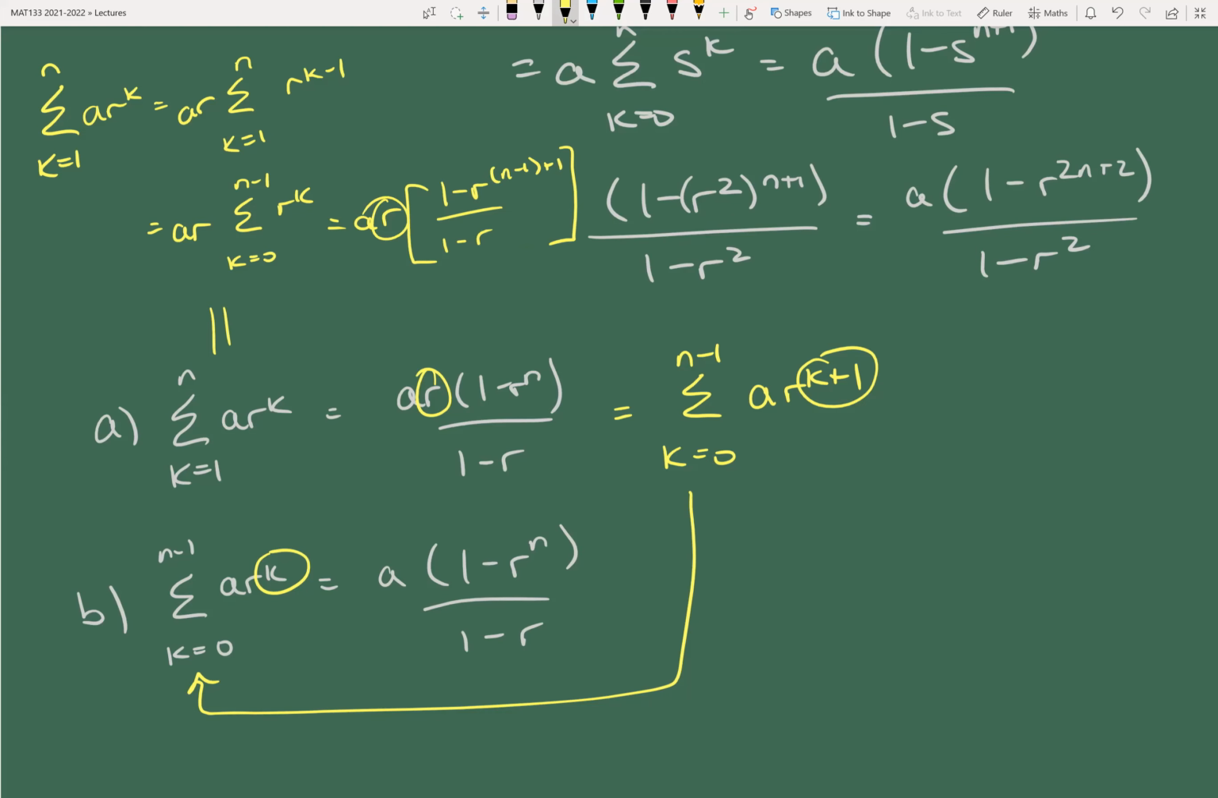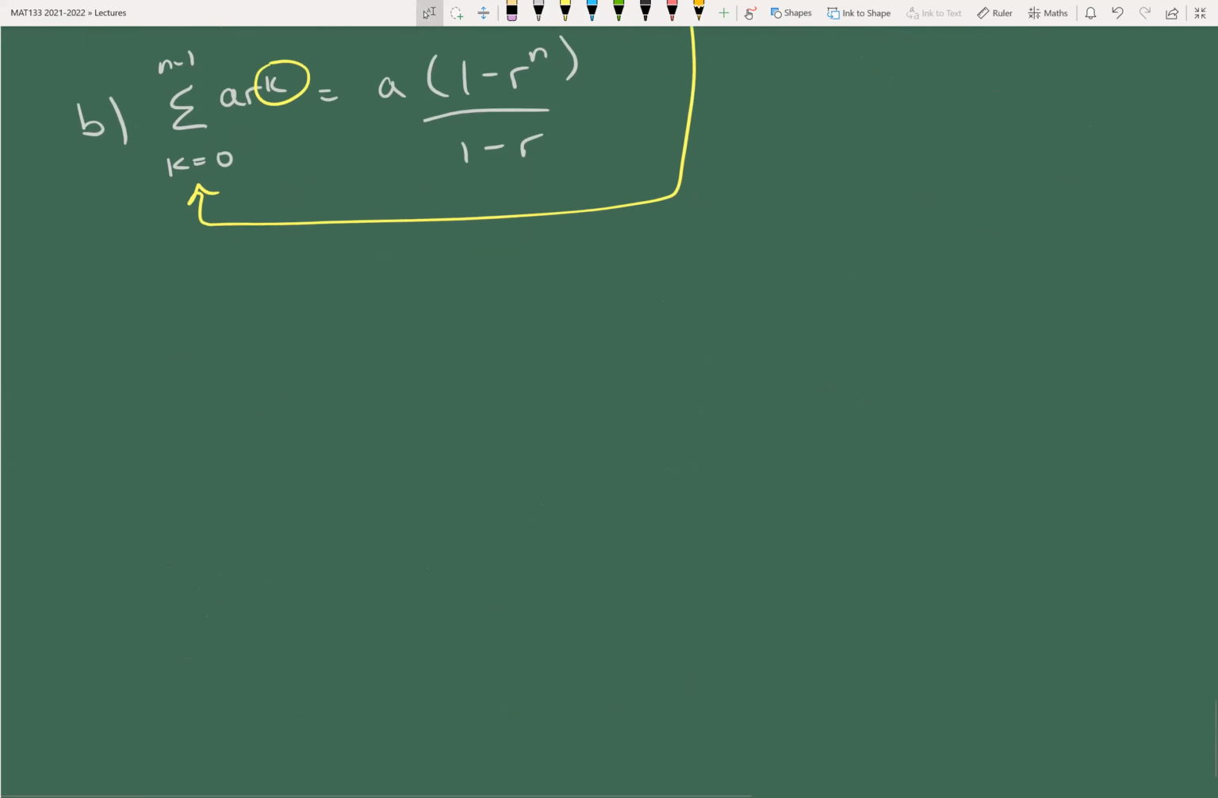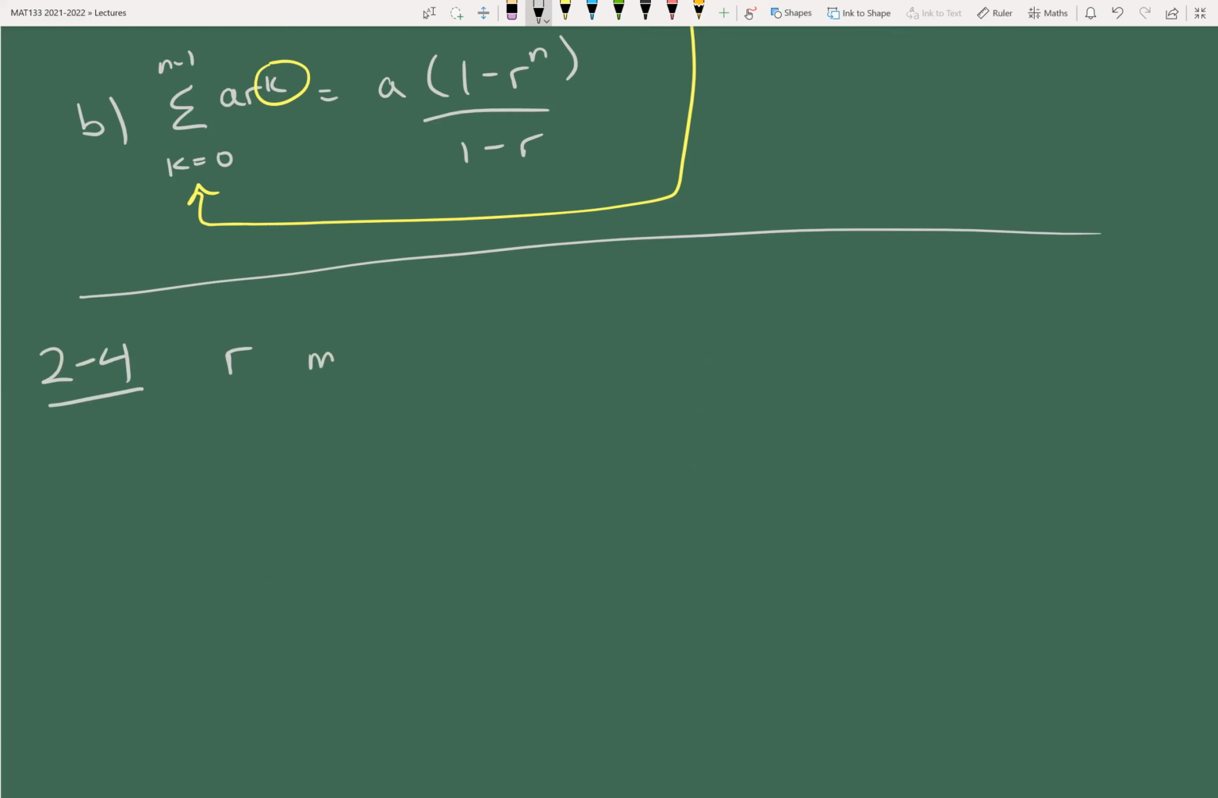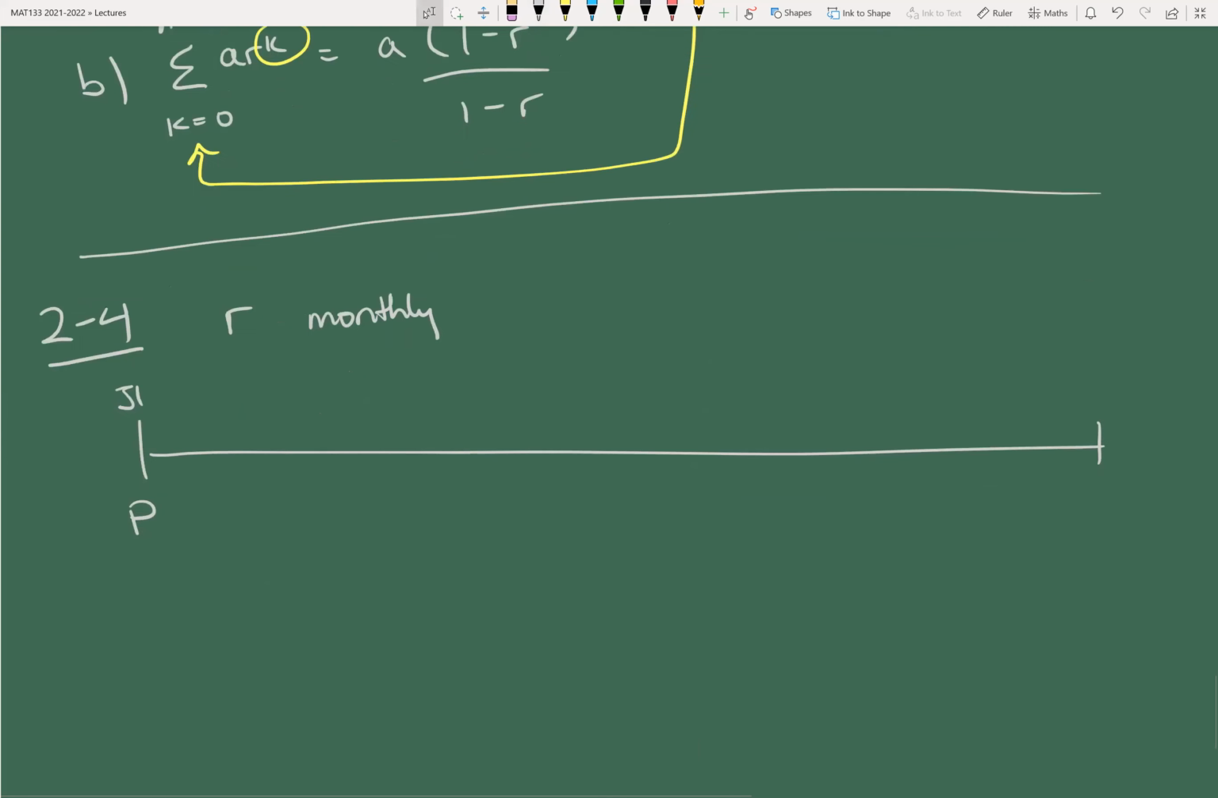Okay, 2.4, this is a good one. And this is really going to pivot nicely into what we're going to do, not next week, but the week after. So 2-4. You invest in a bank account, interest rate R monthly, so R percent monthly. And on January 1st, you invest P dollars. And then continue to invest P dollars on the first of the month for every year.